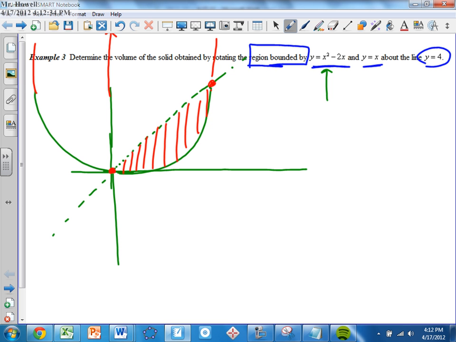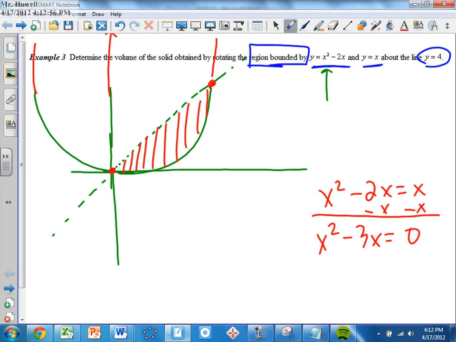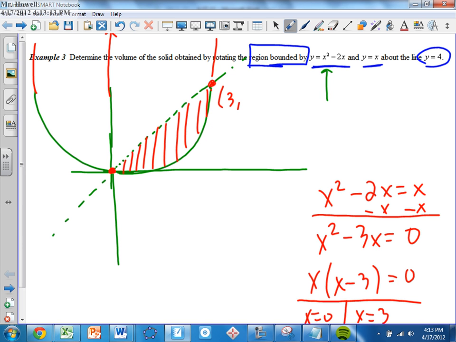Find the other intersection. So let's say x squared minus 2x is equal to x. That's our first step. What do I do with this x? By doing what? Subtracting x. Again, subtract x, subtract x. Okay, basic algebra there. Now I factor it out, what do I get? Well done, 3 and 0. So my roots, or my intersections, of this polynomial are 0 and 3. So this coordinate is 3 comma something.